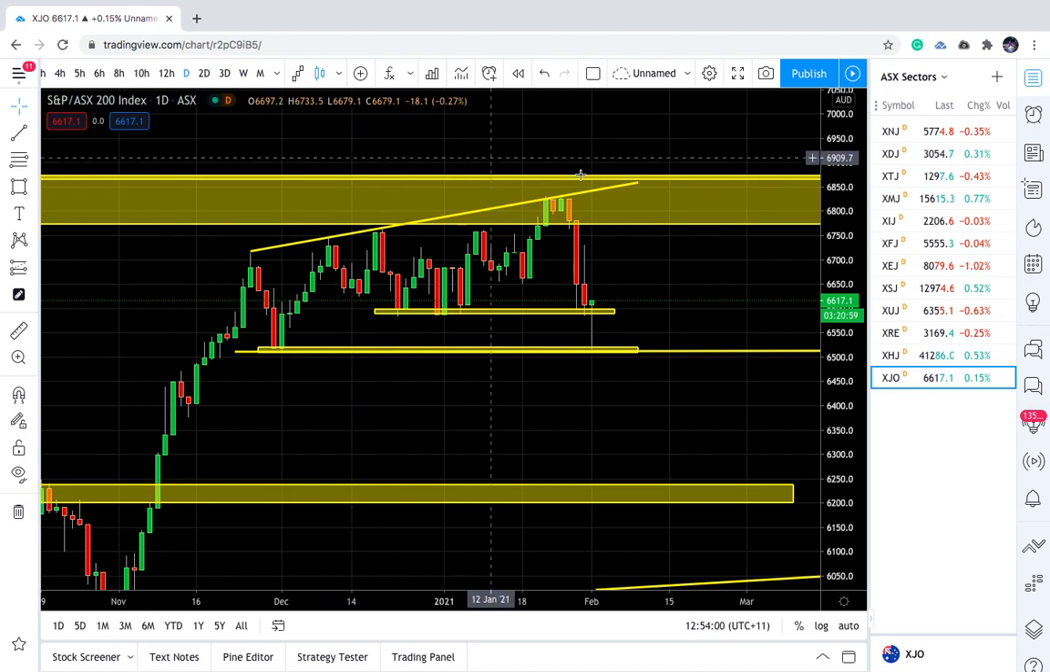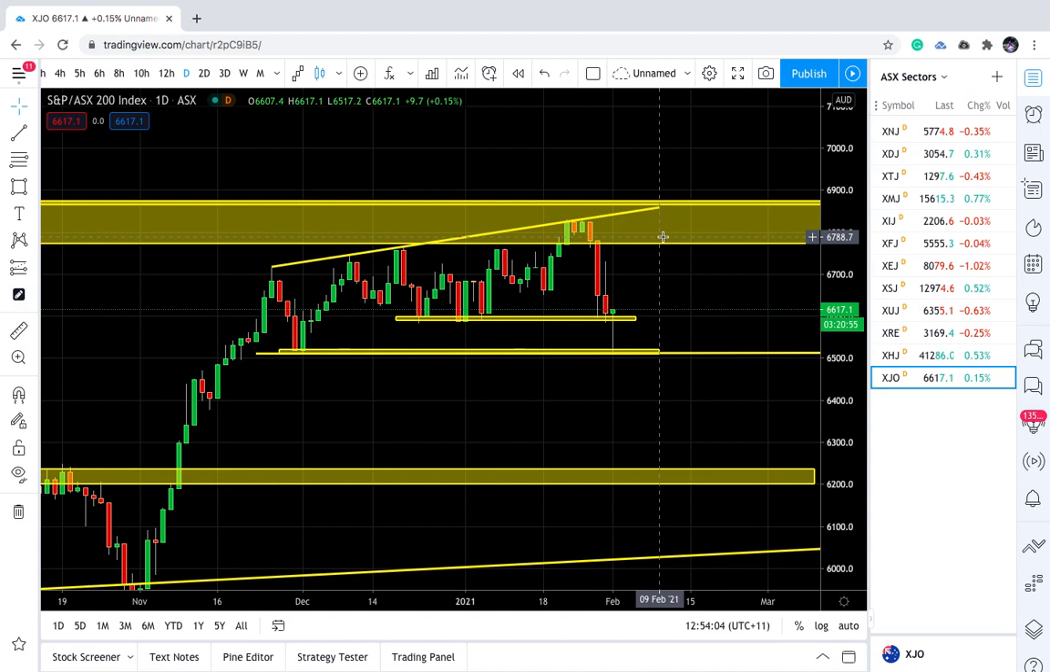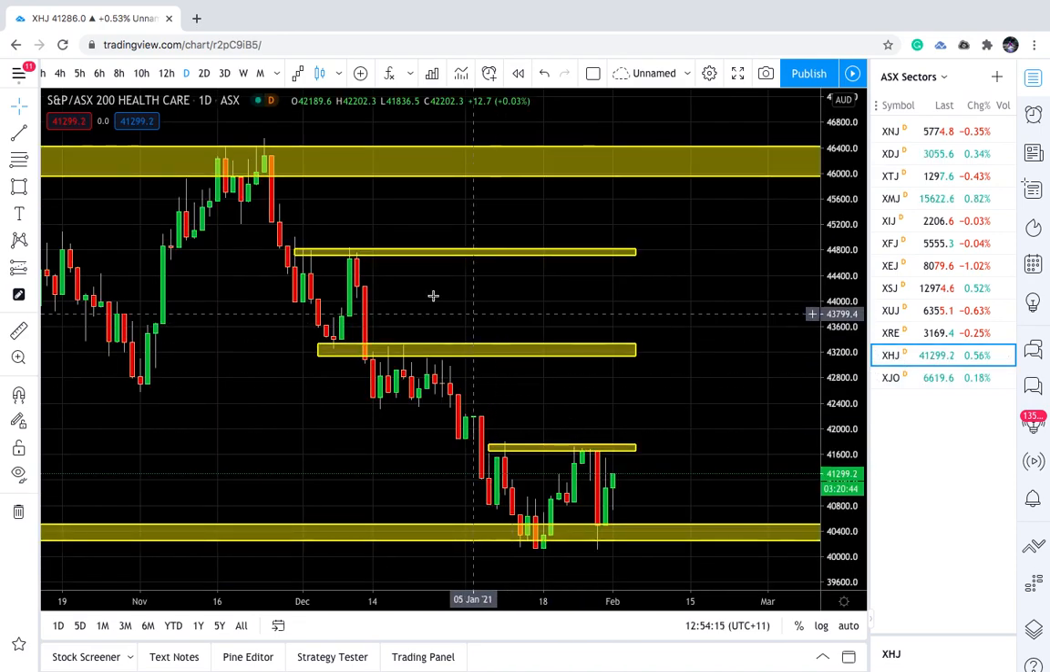4 hour chart is more or less half day. So anyway, that's the broader view of the index so far. Now we're going to the sectors. We are done with the index itself.